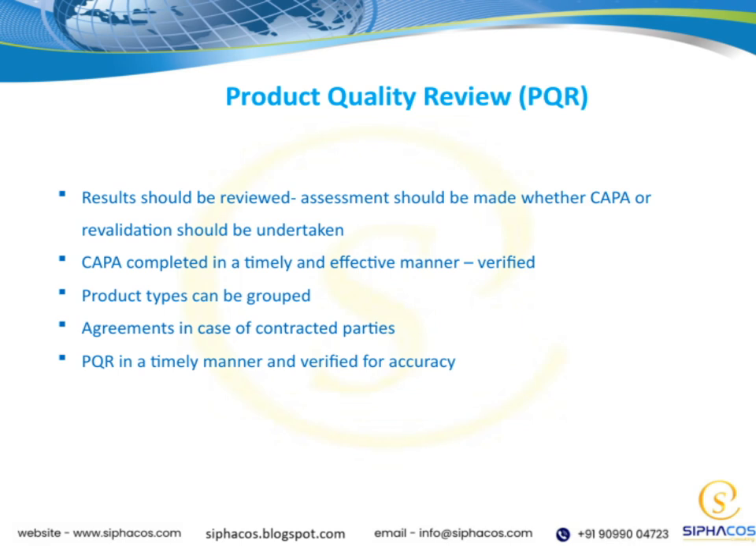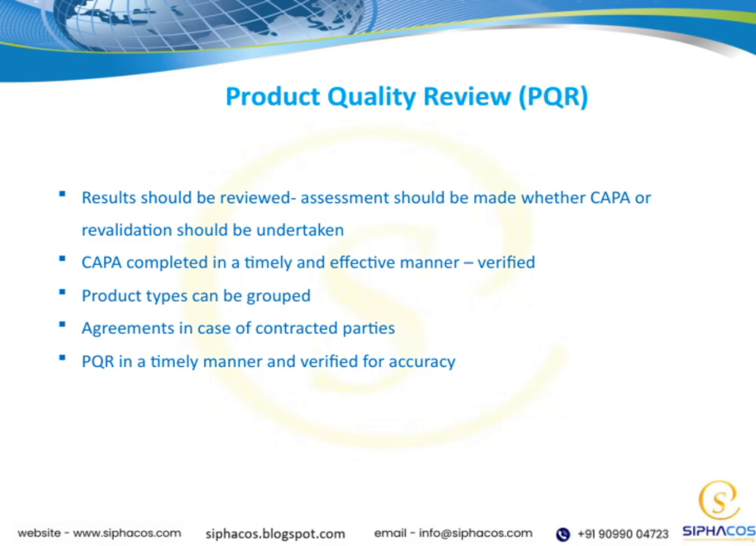Next, we can consider grouping product types to streamline our review process, which helps us identify patterns and areas for improvement more efficiently. When working with contracted parties, establishing clear agreements is vital to ensure everyone is aligned on quality standards and responsibilities. Another key point is the Product Quality Review, or PQR.